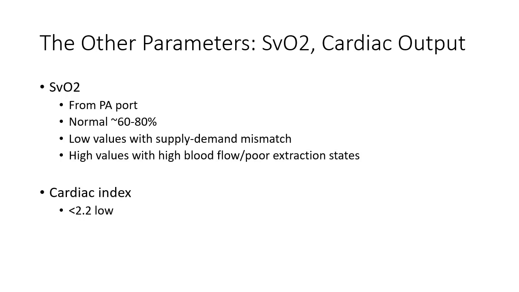So the SpO2 would be high in that state. And then cardiac index, you know, certainly less than 2.2 is low. And go from there. So what are some pitfalls in these measurements?